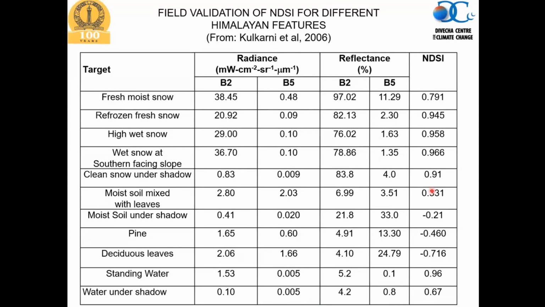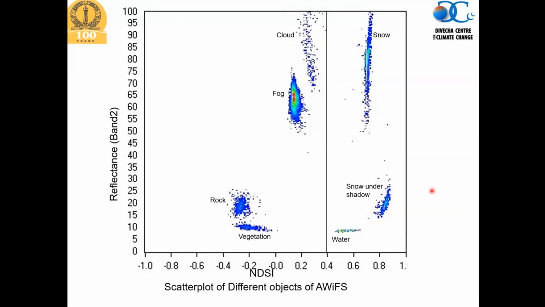If you see now, you can get rid of local illumination angle, you can get rid of path radiance, and you can get rid of shadows. So it looks to be a very promising technique that we can develop. Normally, all remote sensing people first plot the scatter plot to show how NDSI and reflectance in band 2 relate. You can see very clearly here vegetation is marked here, rock is here, fog is here, cloud is here, shadow, snow is here, snow under shadow is there, and water is there.